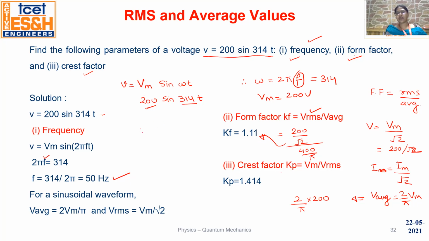Now next is crest factor. Crest factor has the formula Vm divided by Vrms. Vm is already given, 200, and Vrms we calculated, so 200 divided by root 2. So it is multiplied by root 2, so cancel it out. So crest factor is equal to 1.414.